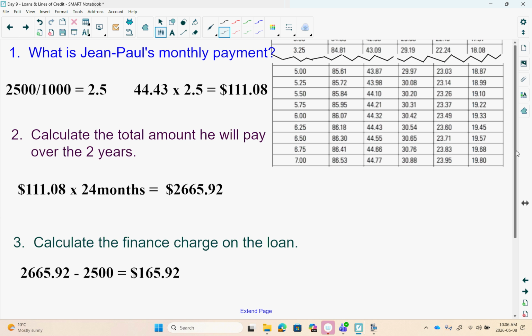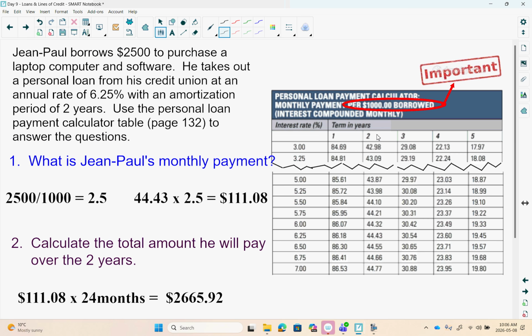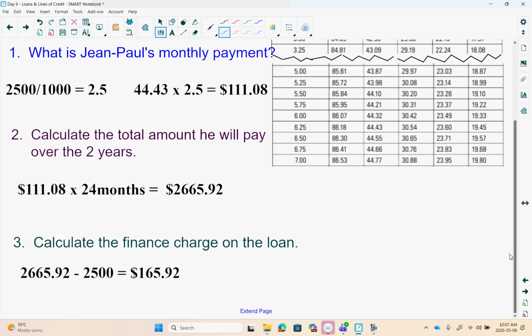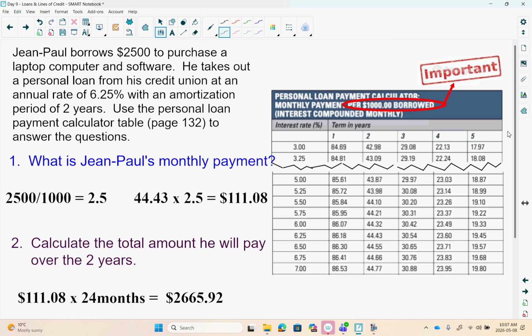All right. Here's the example we were talking about in the book, or sorry, before the video. John Paul borrows, so you don't have to copy this one down. It's given to you. I just want you to understand why I divided by 1,000, where that number comes from, why I use 24 months, and how I figure out the finance charge. And then we'll do a couple of examples together.